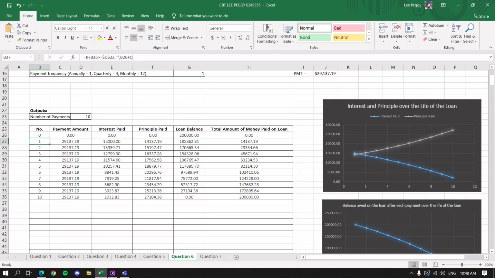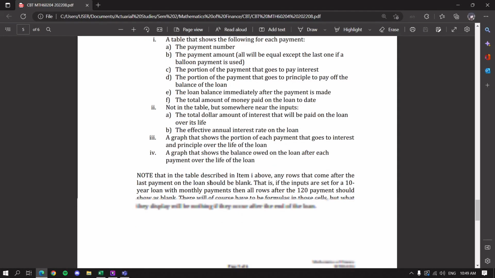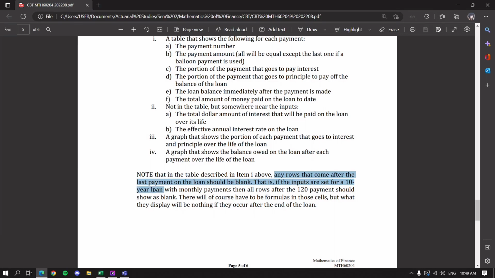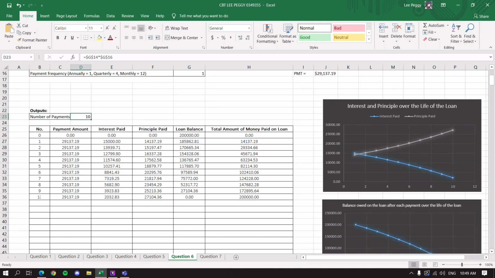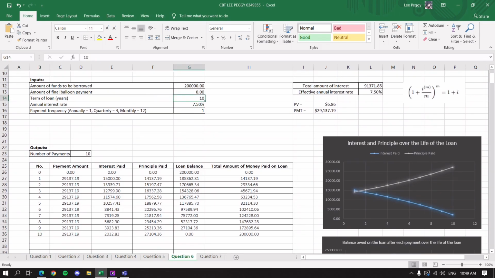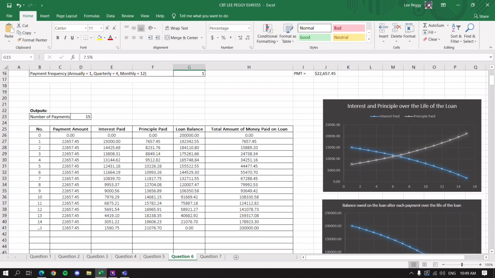So for the number of period, the question says that any rows that come after the last payment on the loan should be blank. That means if there are only 10 payments, the numbers here should only go until 10, and then the rest should be blank. And this should be automated. That means if we change the term, for example I put 15 years, the numbers should change automatically.